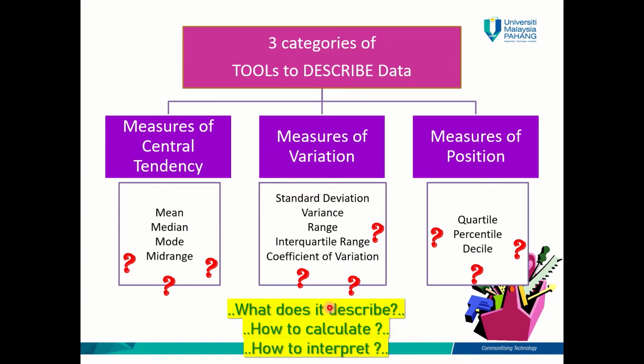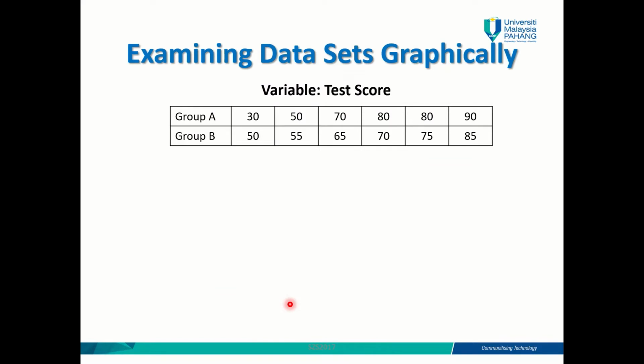Okay, so first, let's look at the first focus. Let's try to understand what is standard deviation, what is variance, what is range. In order to do that, I prepared these 2 different data sets. Let's consider the variable test score. This is test scores collected from students in group A and also group B. You can see that both groups have the same sample size, which is 6. Both groups have 6 students.